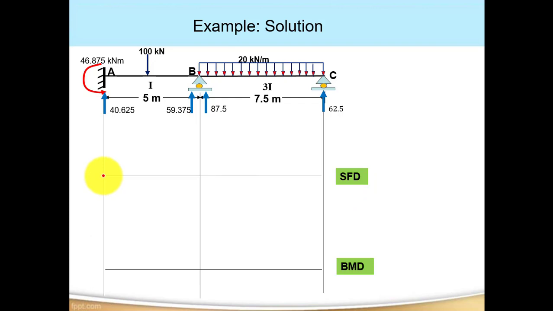Okay, at point A here, we have 40.625 upward force. Therefore, we can locate it like this.